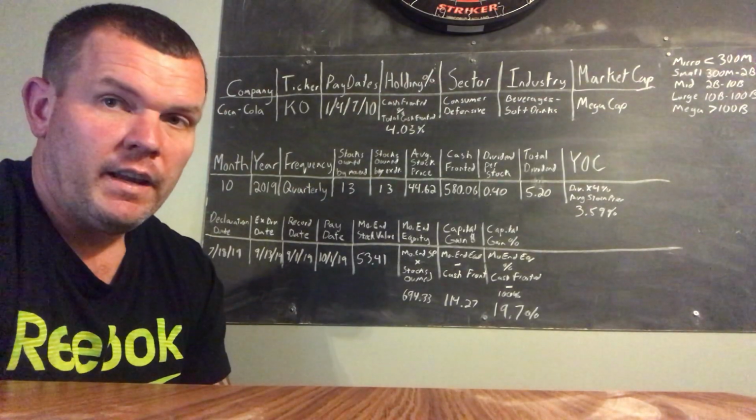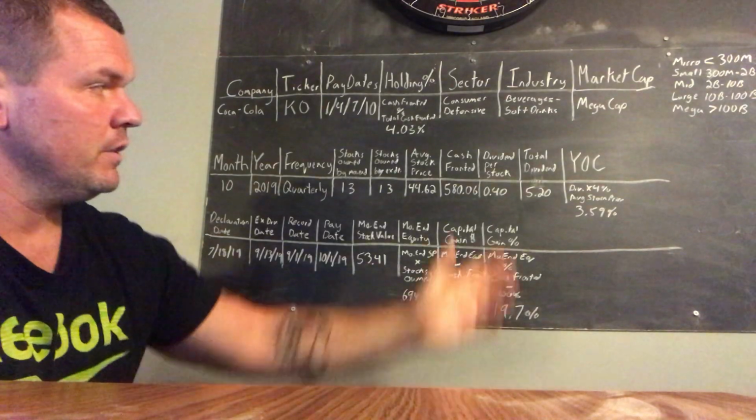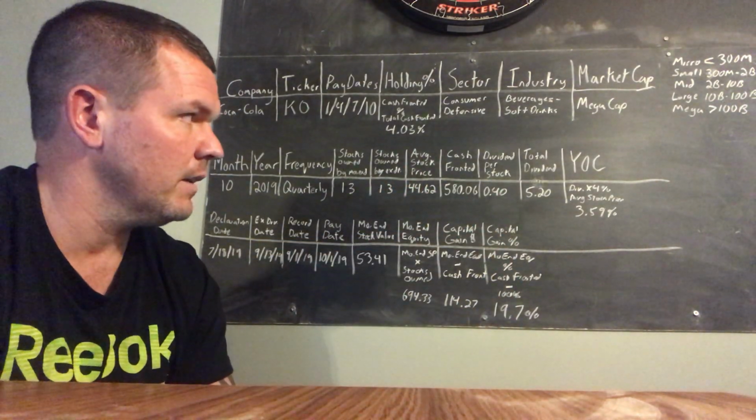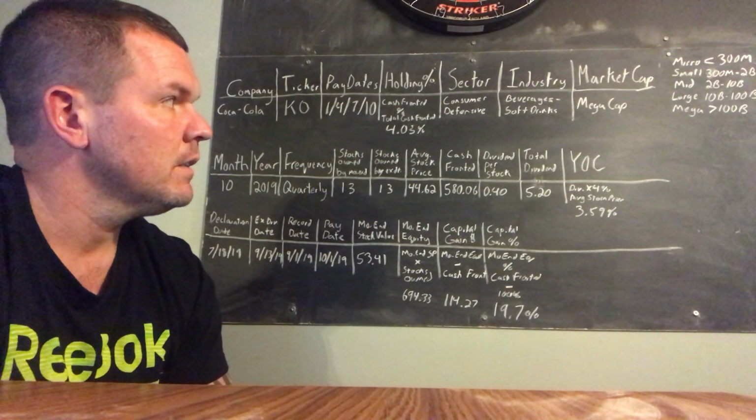Dividends per stock, how much in dividends they're paying per share for October. So they pay 40 cents per share. 40 cents times 13 equals the next column, the total dividend. So obviously I'm getting paid $5.20 for the month of October.